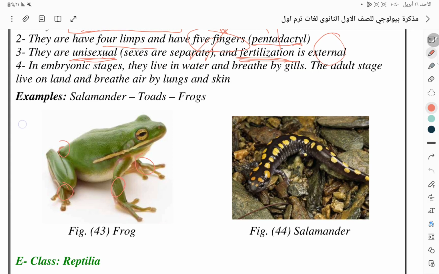They have 2 life stages, embryo stage and adult stage. In the embryo stage, they live in water and breathe by gills. In the adult stage, they live on land and breathe air by lungs and skin. Examples: salamander, toads, frog.